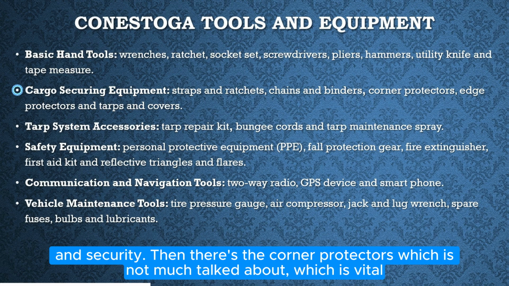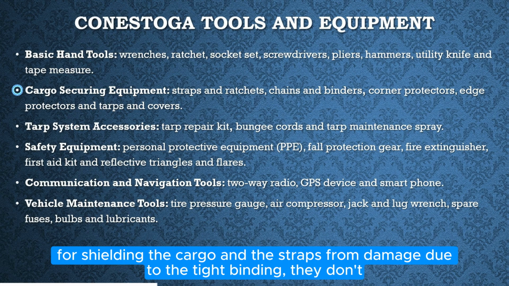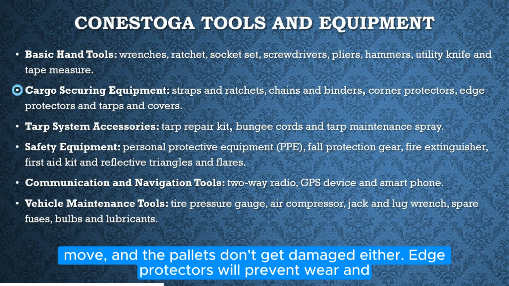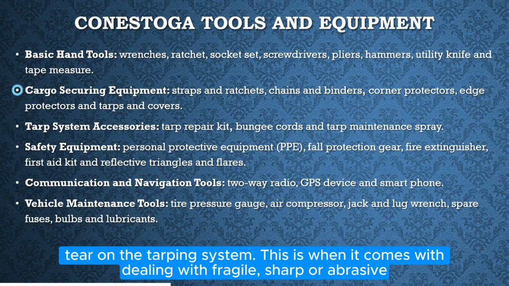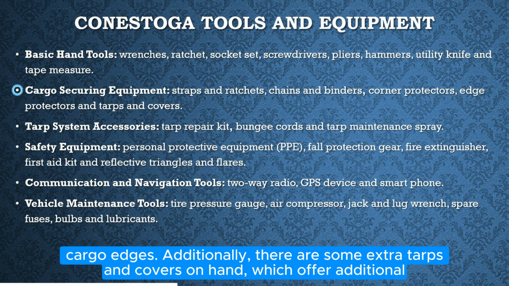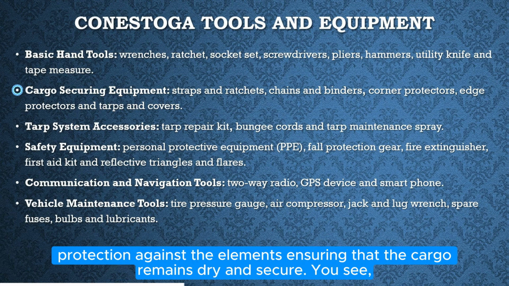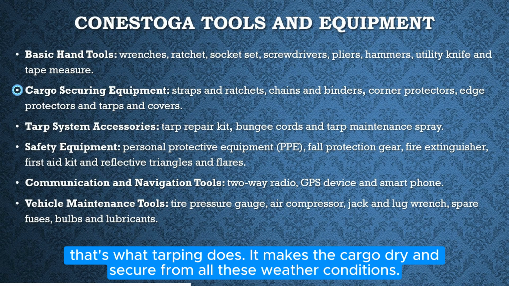Then there are the corner protectors, which are not much talked about, which are vital for shielding the cargo and the straps from damage. Due to the tight binding, they don't move, and the pallets don't get damaged either. Edge protectors will prevent wear and tear on the tarping system. This is when it comes to dealing with fragile, sharp, or abrasive cargo edges. Additionally, there are some extra tarps and covers on hand which offer additional protection against the elements, ensuring that the cargo remains dry and secure. You see, that's what tarping does. It keeps the cargo dry and secure from all these weather conditions.